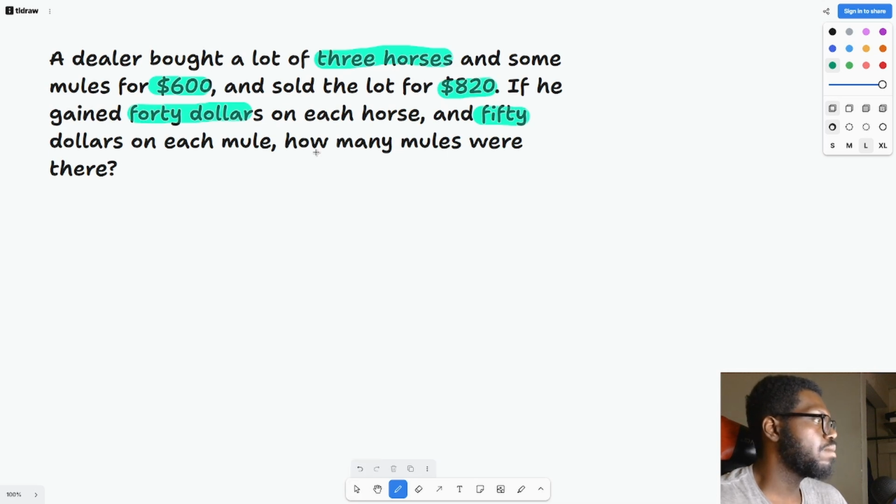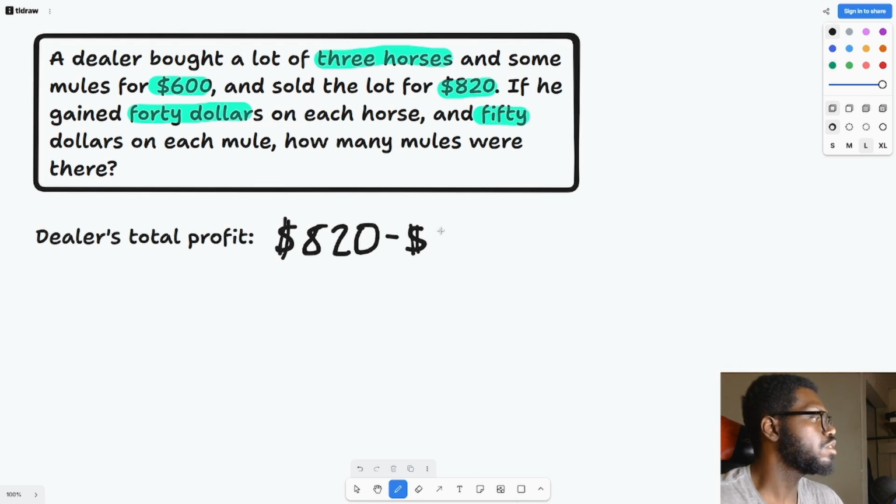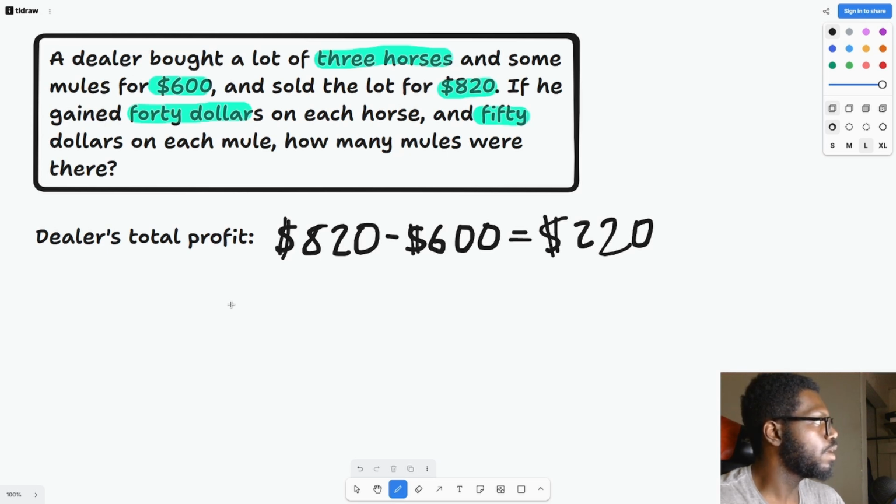Specifically, we're given the amount of profit he made on each animal, right? We're given that he gained $40 on the horse and gained $50 on the mule. So the first step should probably be figuring out the dealer's total profit. The dealer's total profit is going to be $820 minus $600 or $220. At this point, we want to figure out specifically how much profit the dealer made in total from the mules. Because once we have that, we can just take that value and divide it by 50 to find the total number of mules there were.